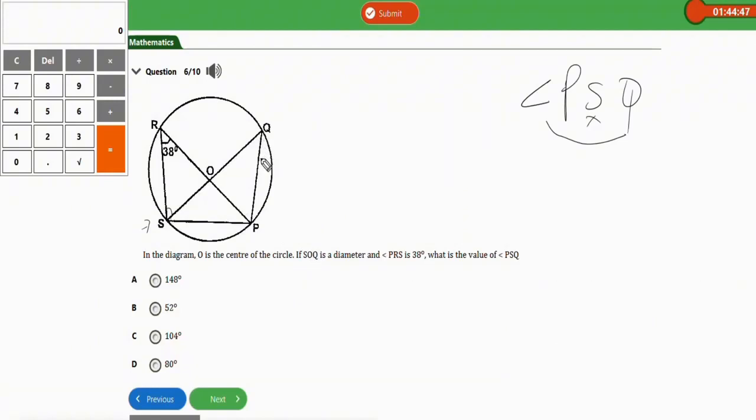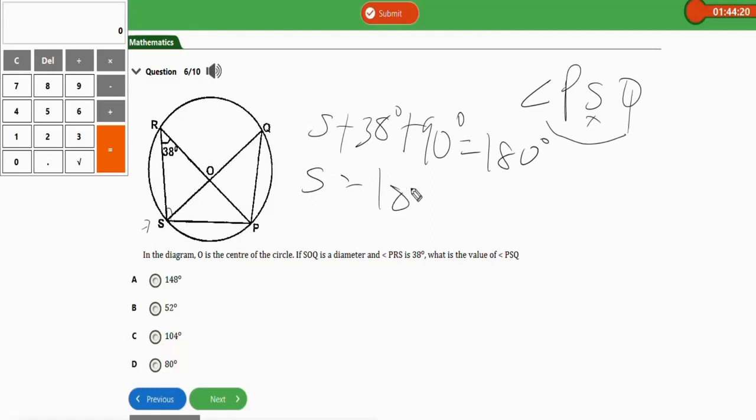Now this is also a cyclic quadrilateral under circle geometry. So remember, the sum of the opposite angles equals 180 degrees. So to solve this question, looking for the angle X, it's going to be X plus 38 degrees plus 90 degrees equals 180 degrees. Make X the subject of the formula. X will be 180 degrees minus 90 degrees minus 38 degrees.